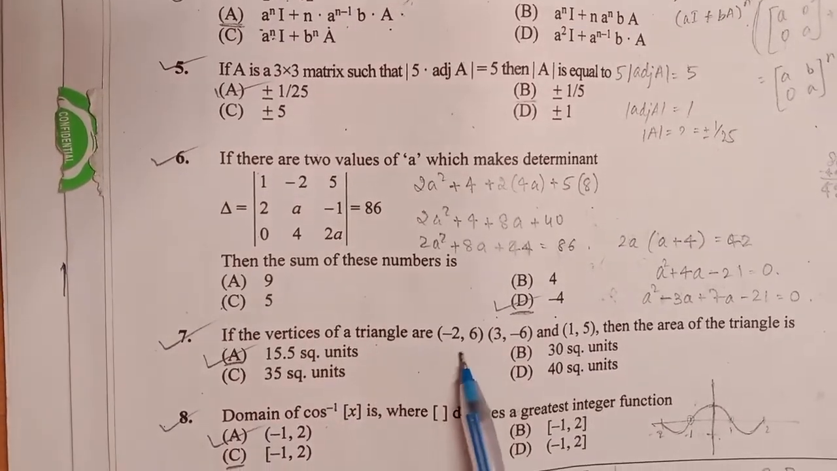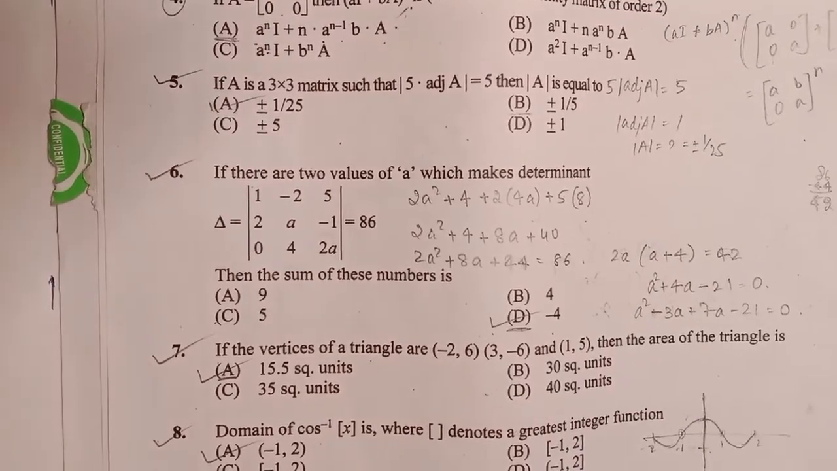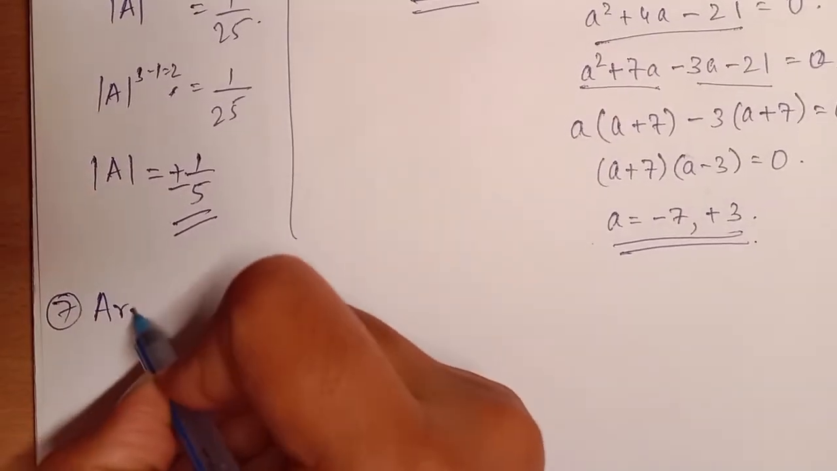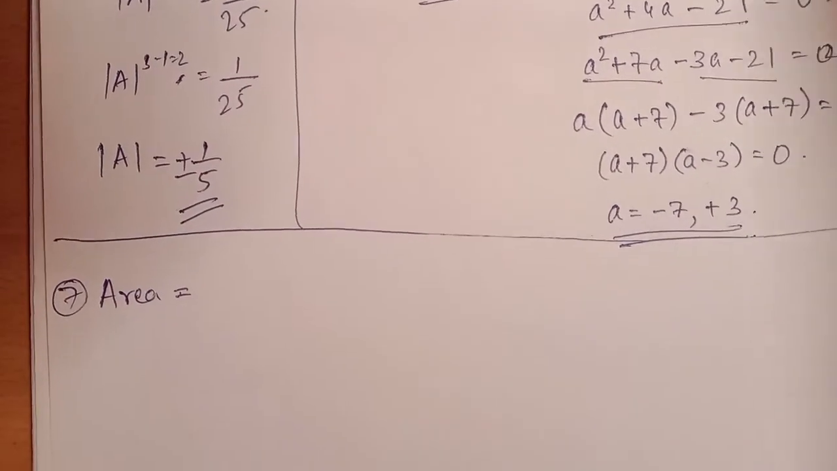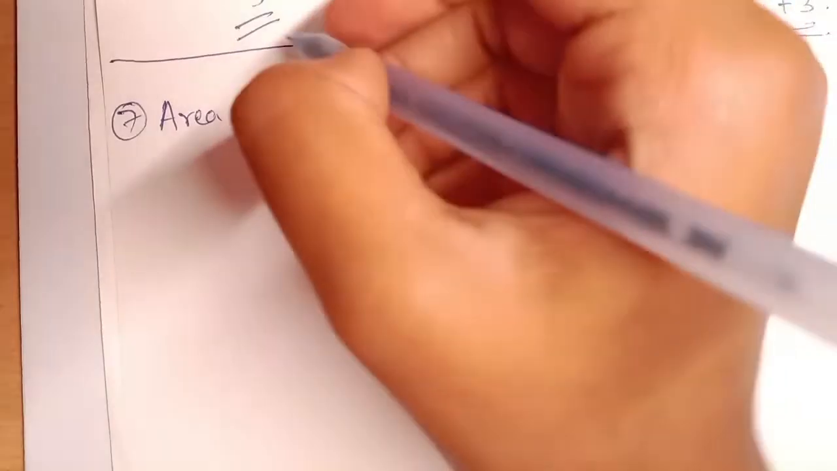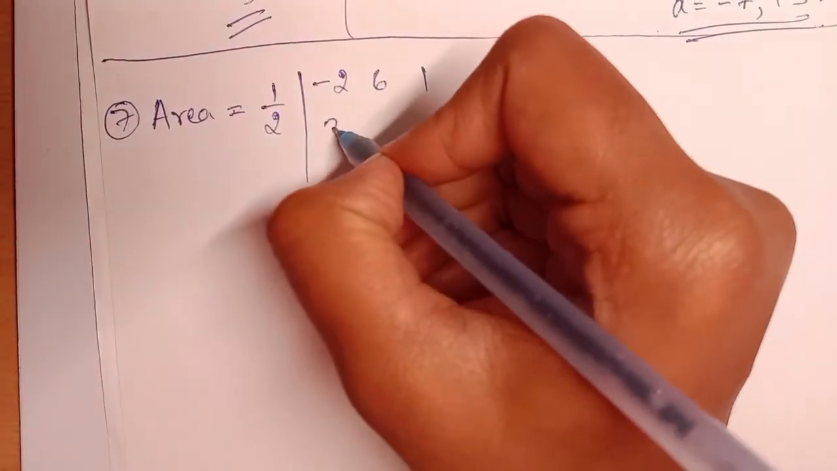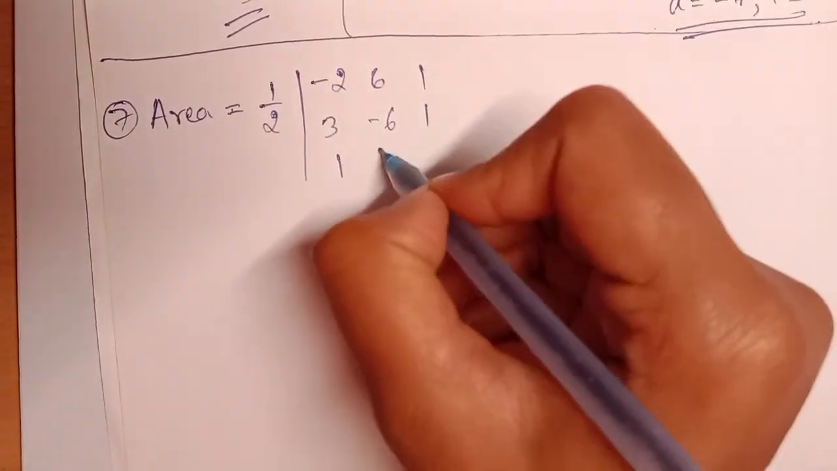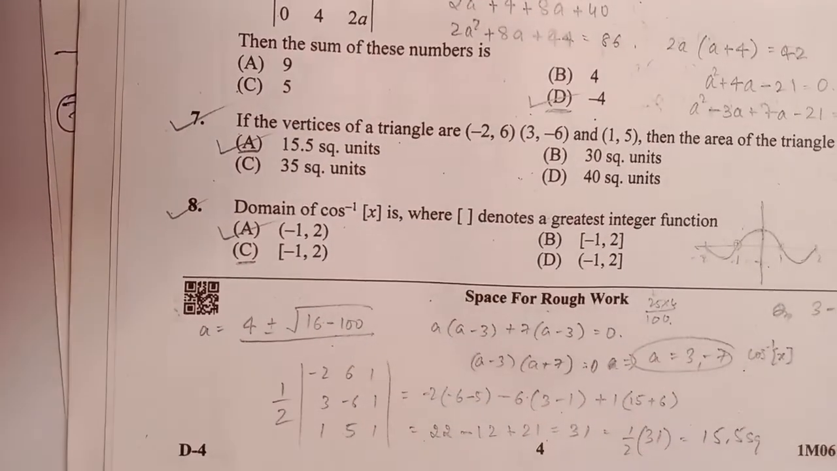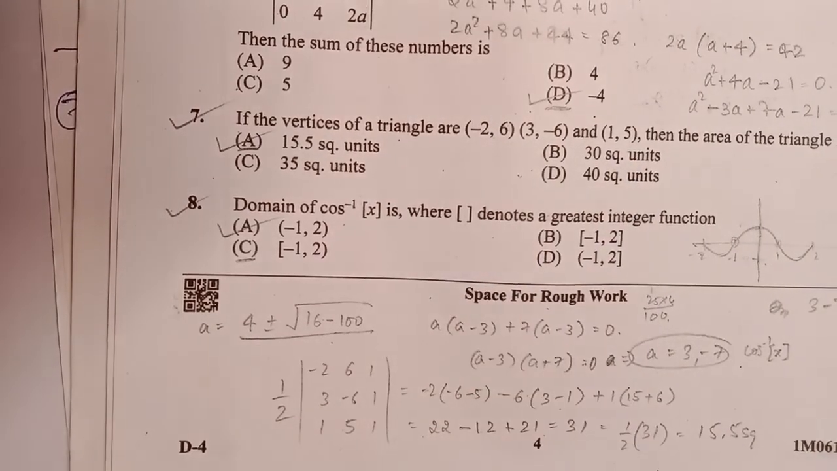If the vertices of a triangle are minus 2, 6, 3, minus 6 and 1, 5, then the area of the triangle is. We know the area of the triangle formula. 7th question. Area is equal to half of, put the vertices, that is minus 2, 6, 1; 3, minus 6, 1; 1, 5, 1. You know this formula, right? Determinant formula to find the triangle's area. I'm using that formula where you have to put all these vertices and then put 1 in the last column.